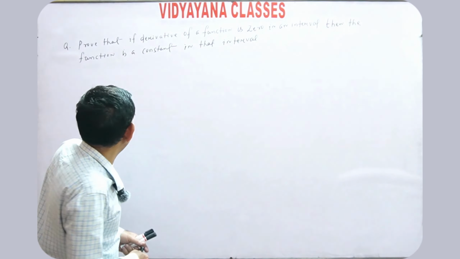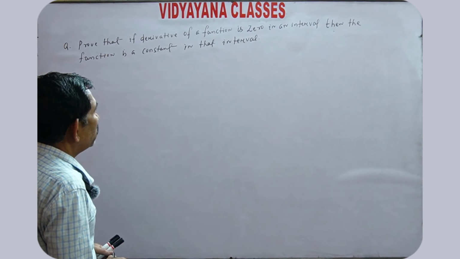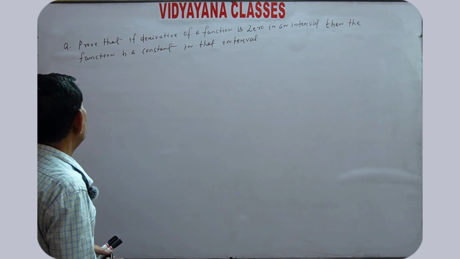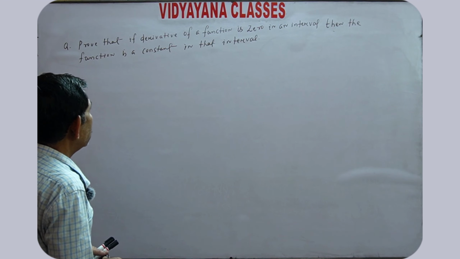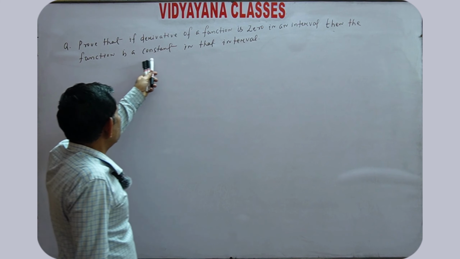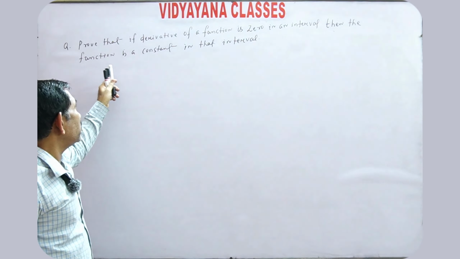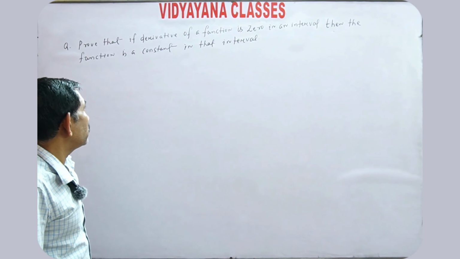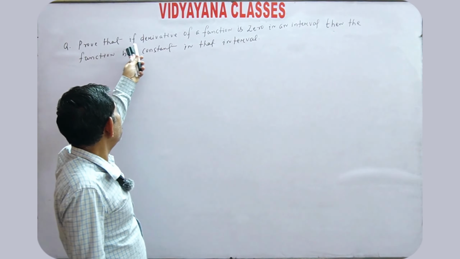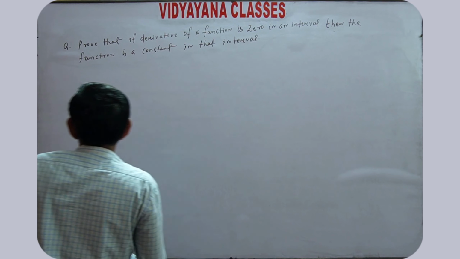Next question. Prove that if the derivative of a function is 0 in an interval, then the function is a constant in that interval. The function is a constant means the function is a constant function. Prove that if the derivative of a function is 0 in an interval.